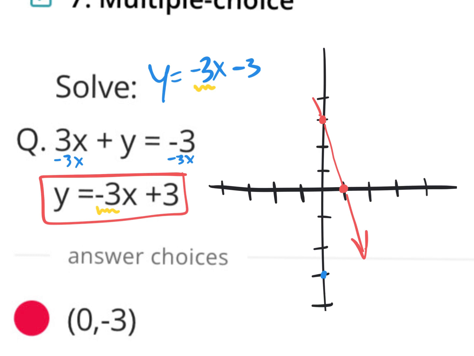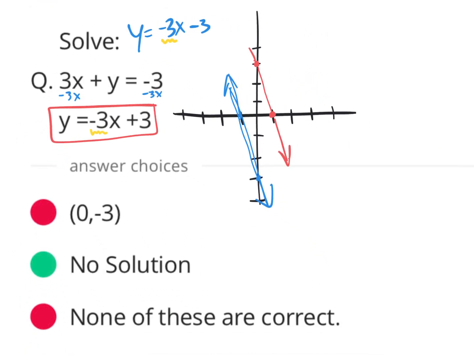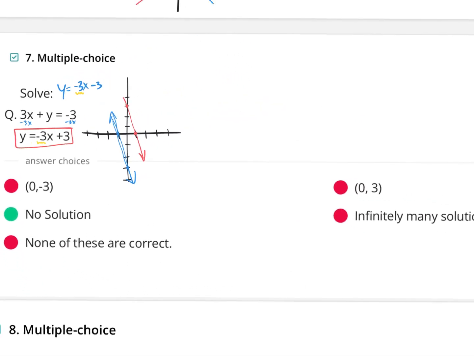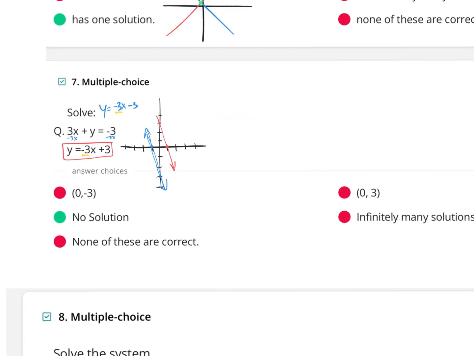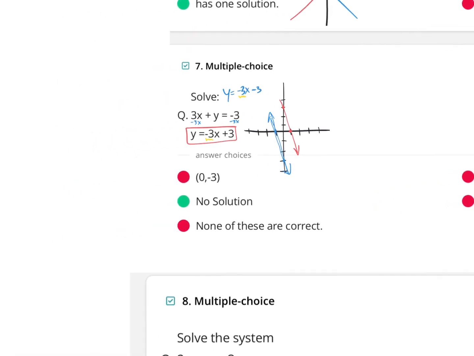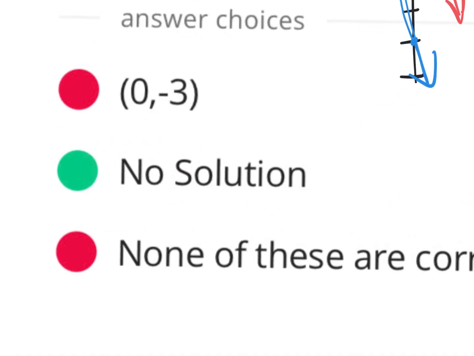So what does that tell you about these lines? Parallel. They're parallel, right? If I were to graph it, it would be perfectly parallel. That's an ugly drawing, I apologize. But these are parallel, which means what is the correct answer? Is it 0, negative 3? Is it no solution? Is it 3, 0, 0, 3, infinitely many solutions? Obviously, if it's parallel, no solution is the correct answer.